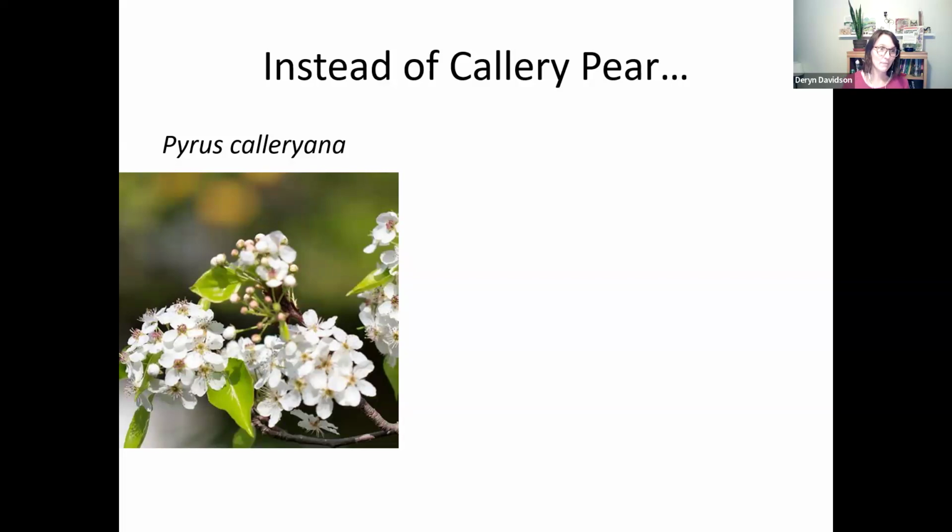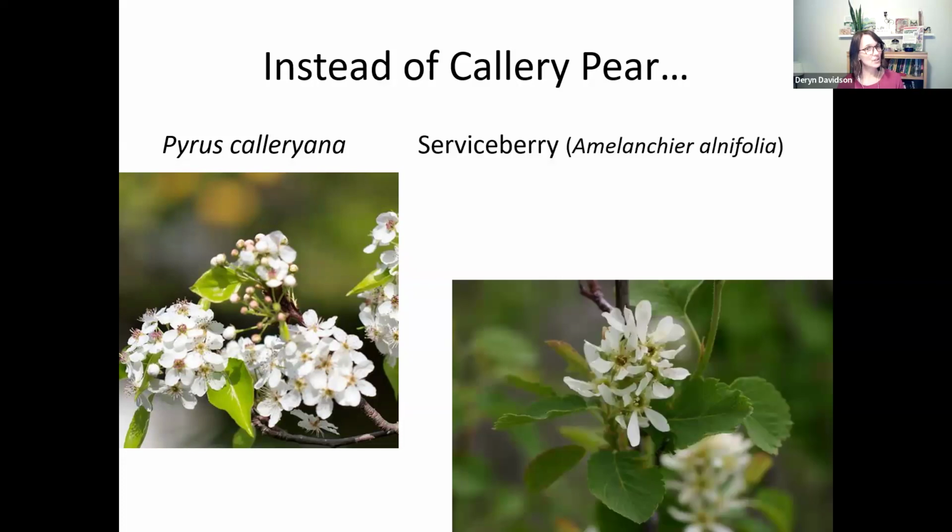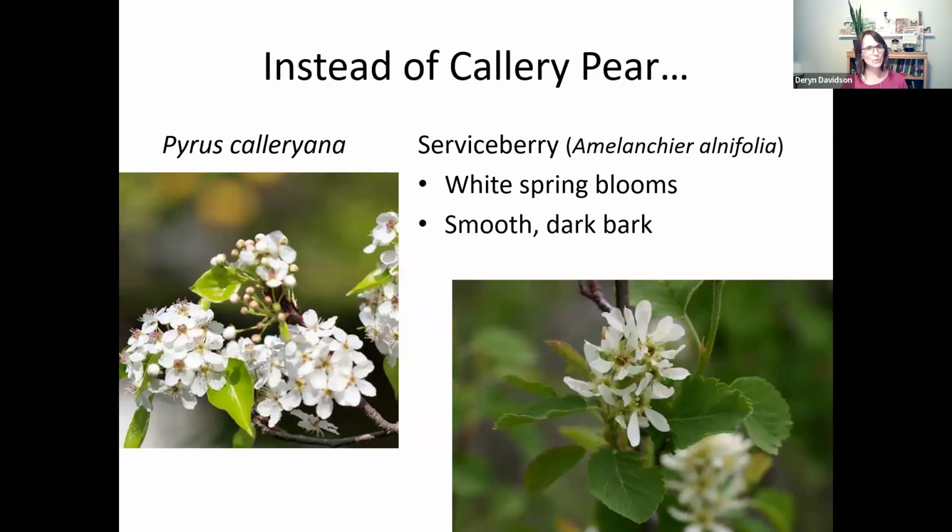Instead of Callery pear, which hopefully nobody is planting anymore, they smell awful, they don't support any invertebrates really or wildlife, you could look at serviceberry, Amelanchier alnifolia. This is really more of a large shrub or a multi-stemmed tree, but gets really beautiful white spring blooms, really delicate and lovely. It has a nice smooth dark bark, and it has an edible fruit that is quite tasty.